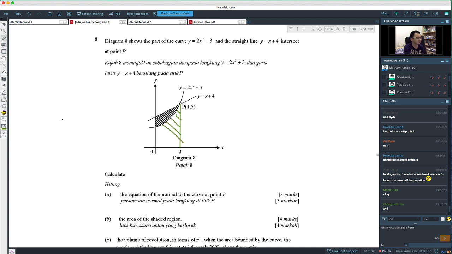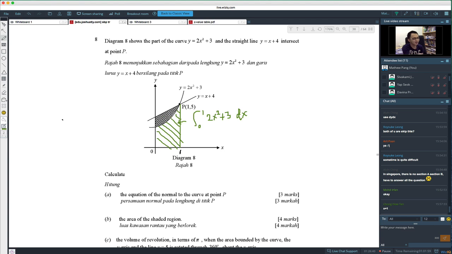So in order to get this part, the green color one, I will need to integrate my curve, which is 2x squared plus 3, from 0 to 1, dx toward the x-axis. Alright, so I will get the green color one. But the question wants me to find the shaded region, which is the black color one. So I can use the area of the trapezium minus the green color one, then I will get the shaded region. So I want to find the area of the trapezium.